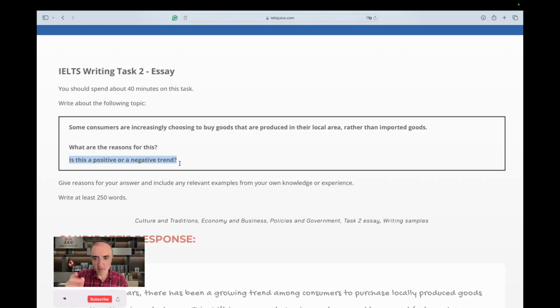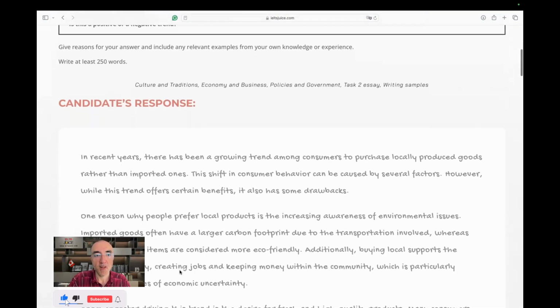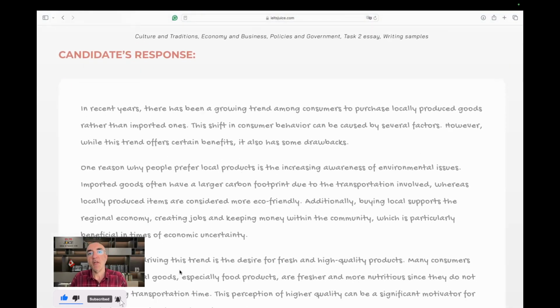We have a sample. Let's look at it. In recent years, there has been a growing trend among consumers to purchase locally produced goods rather than imported ones. It's a very good paraphrase of the rubric. It touches on those subtle elements I said. Recent years, it's temporary. There has been a growing trend increasingly. These are beautiful paraphrased elements that I would like you to also see and follow.